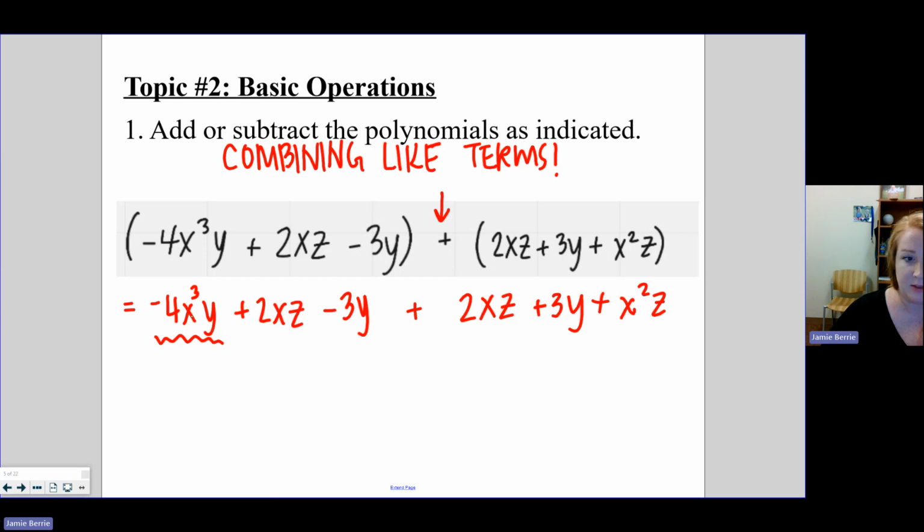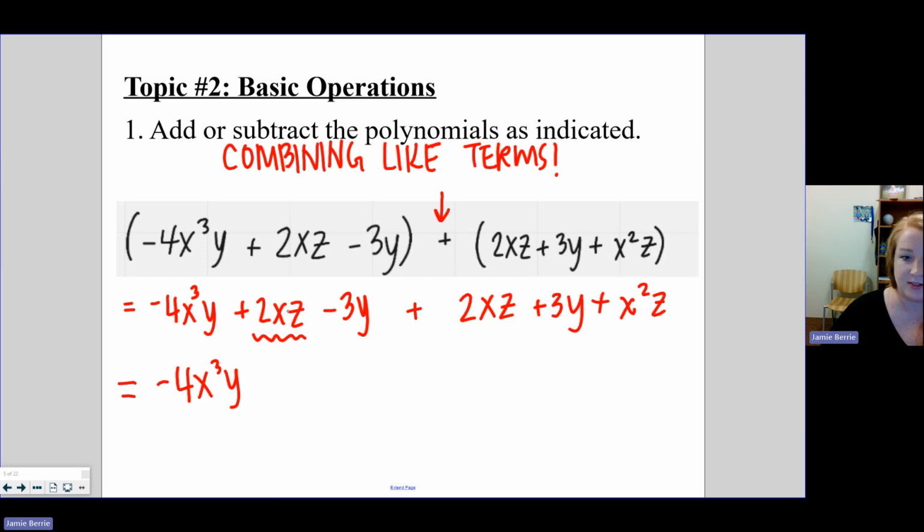Like terms would mean that the variable aspect matches completely. So we would need to look for another x cubed y term. So we don't have any other x cubed y terms, so we're going to go ahead and just drop that term straight down. All right, now we're moving on to the 2xz.